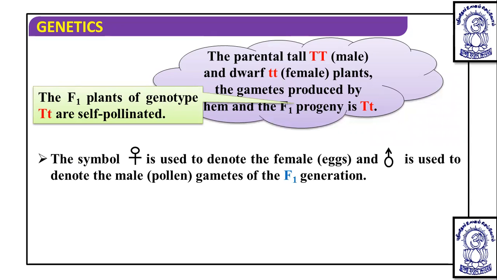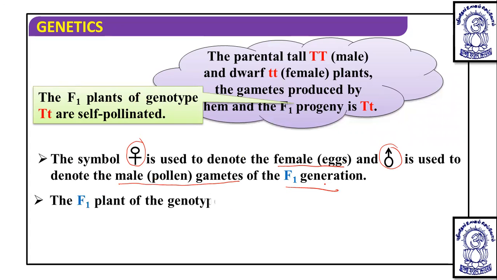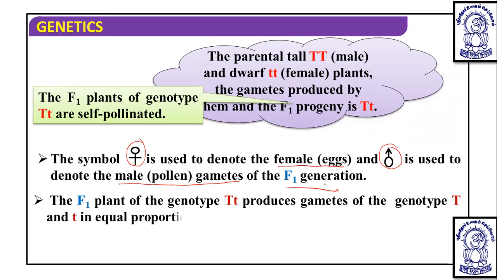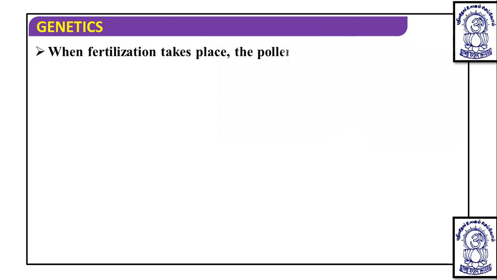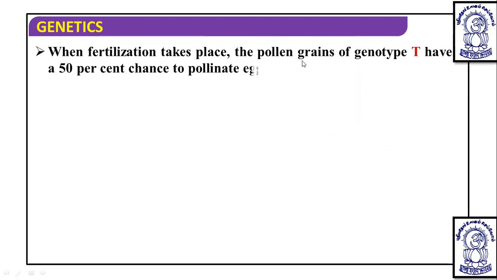The symbol is used differently for the male and female. This symbol is used to denote the female or egg, and this symbol is used to denote the male or pollen gamete of the F1 generation. The F1 plant of genotype capital T small t produces gametes of genotype capital T and small t, meaning F1 is going to produce two gametes, capital T and small t, in equal proportion, that is 50%.